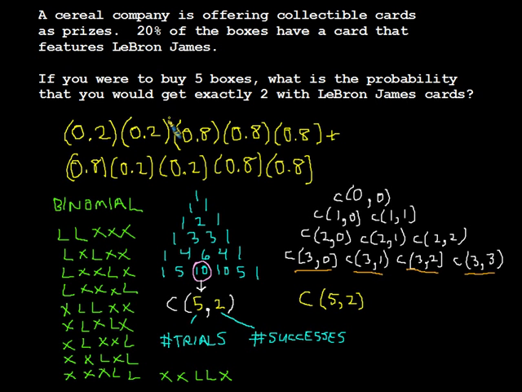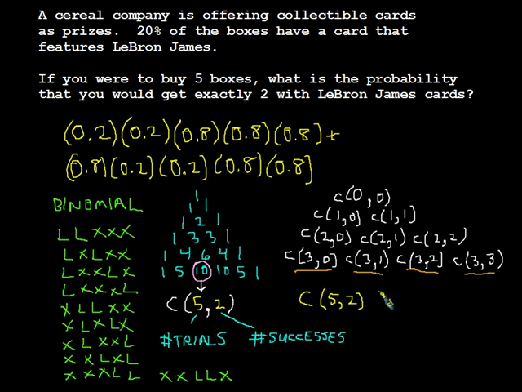In other words, this is one arrangement, and this is one arrangement. That's two arrangements. We believe we're going to have this total number of arrangements, which in this case turns out to be 10. But the C52 lets us do this for any number of boxes and any number of successes. So we will multiply this times this other stuff.